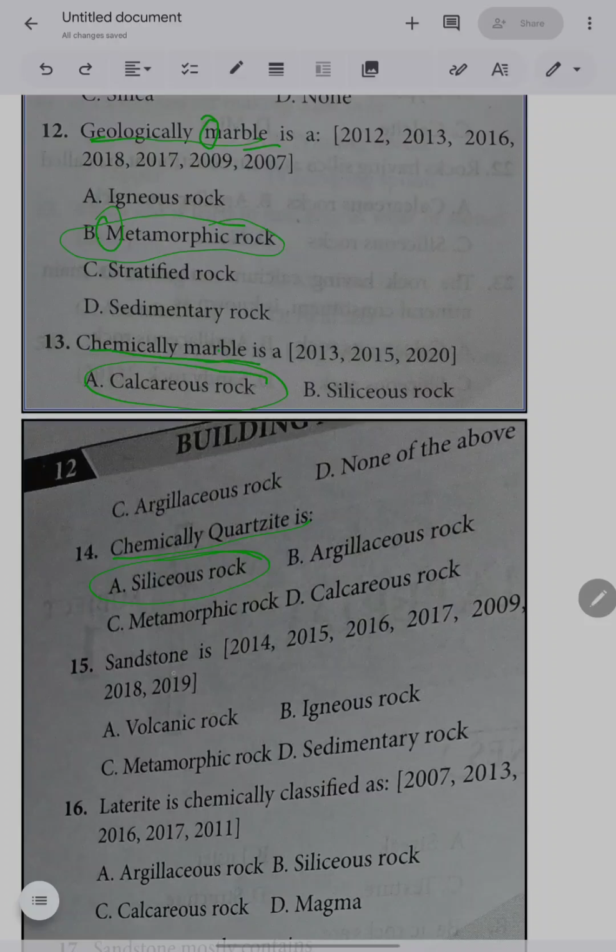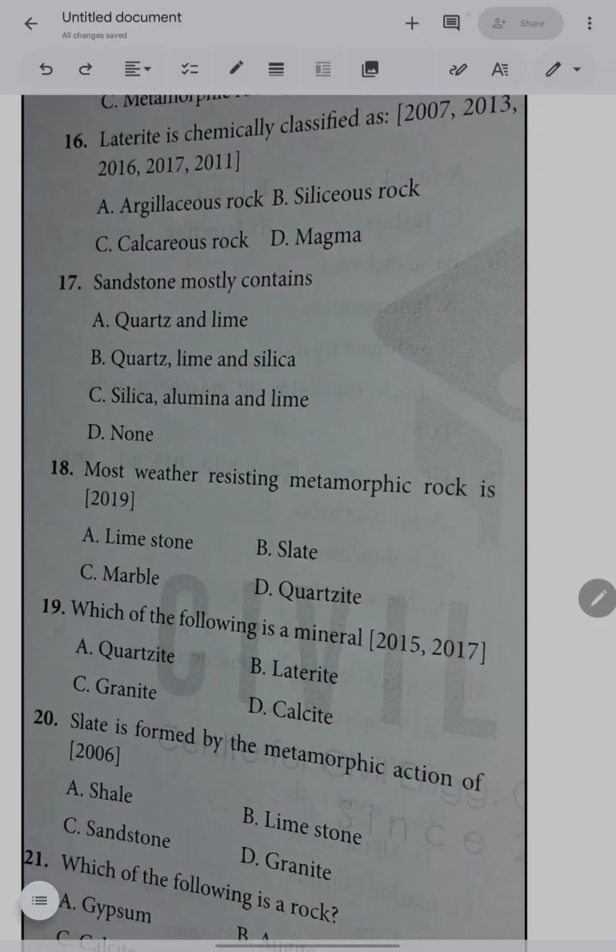Next question. Sandstone is volcanic rock, igneous rock, metamorphic rock, or sedimentary rock? Sandstone is sedimentary rock. Yes, sandstone, sedimentary rock.